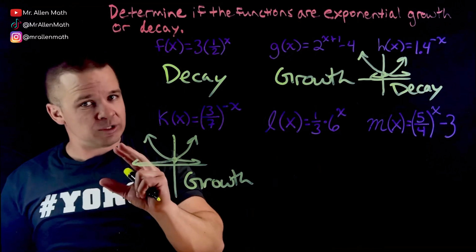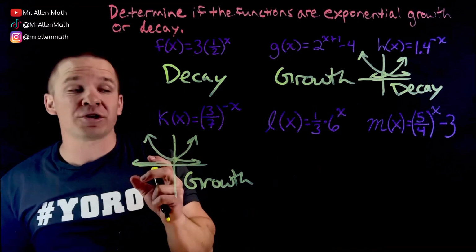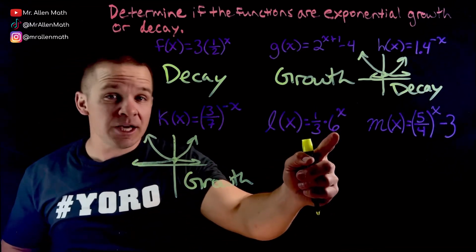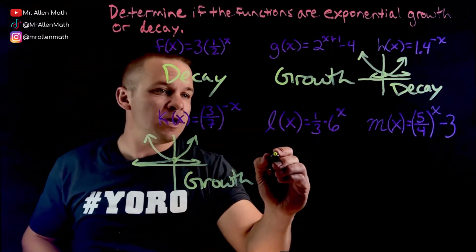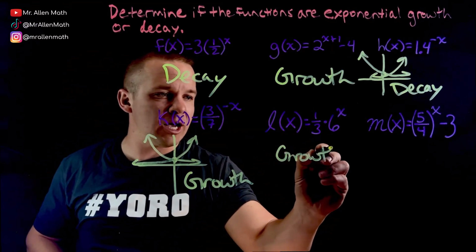All right. Next one here. That 1/3, just out front, is going to be a vertical compression by 1/3. This 6 here is my base. That's greater than 1. So this is going to be growth, no negative exponent here.